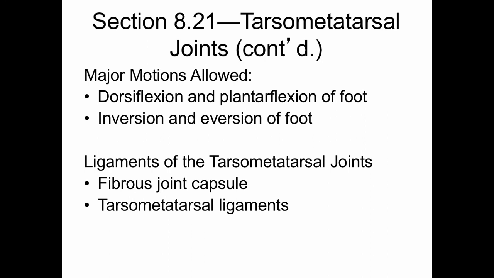Dorsiflexion occurs when the distal end of the metatarsal moves dorsally. Plantar flexion is the opposite motion. Inversion occurs when the plantar side of the ray turns medially toward the midline of the body. Eversion is the opposite action. The fibrous joint capsules and the dorsal, plantar, and interosseous TMT ligaments stabilize the TMT joints.